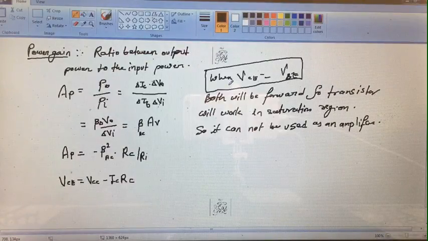So we have finished the discussion about common emitter amplifier. In next lecture we will discuss about the transistor as an amplifier with voltage divider biasing. Thanks.